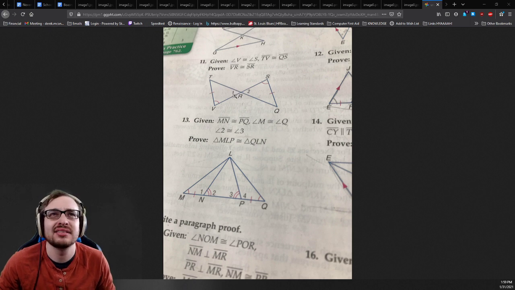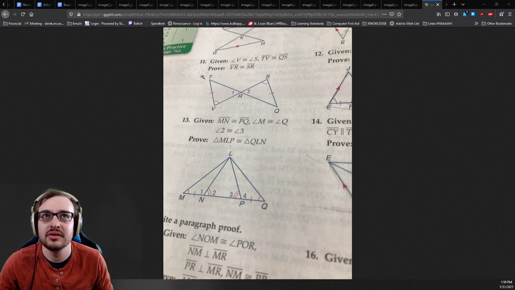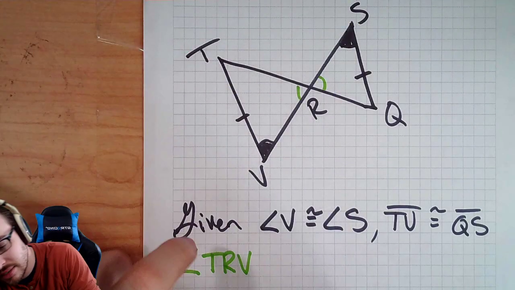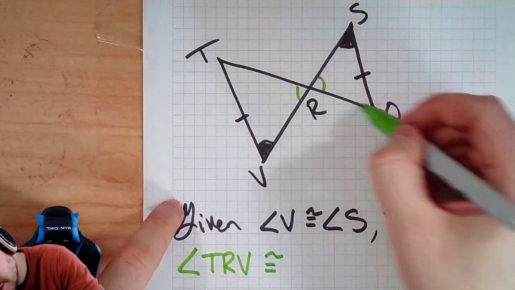Don't use that. That can be confusing. Just call it TRV, or VRT. That will be congruent to angle SRQ.